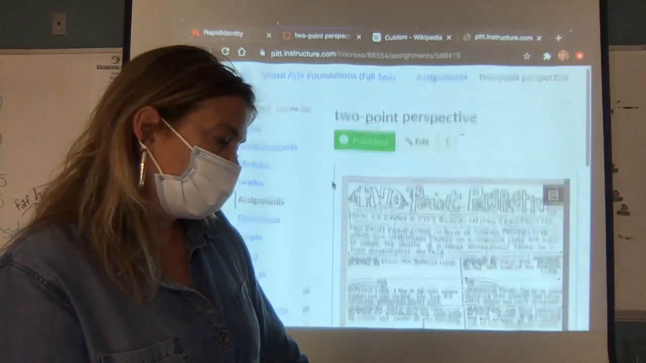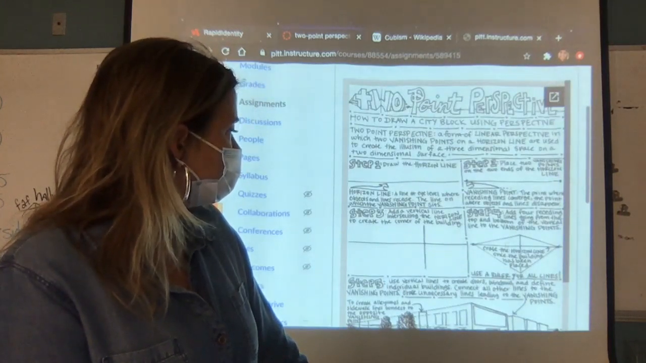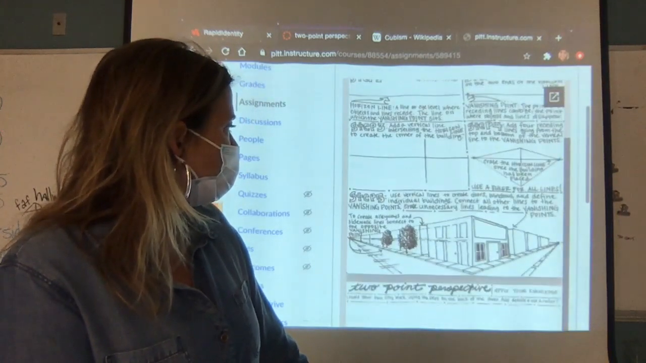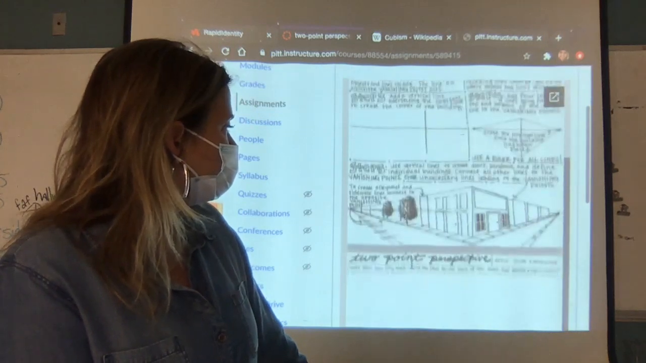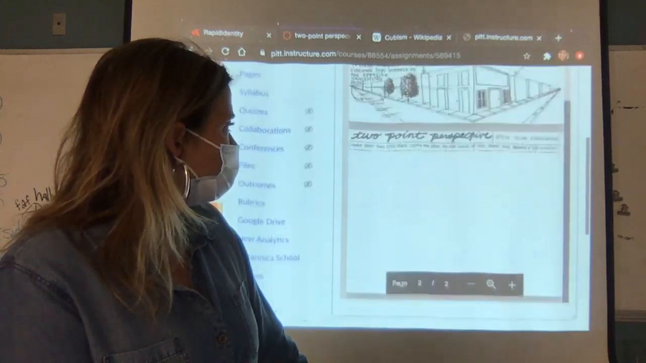Let's see if it's going to pop up. Yes. Okay. So today you're going to write these notes down. You're going to follow these steps. It shows you step by step, and then it kind of completes, you know, like a little cityscape. So I'm going to show you how to do that on the board today.